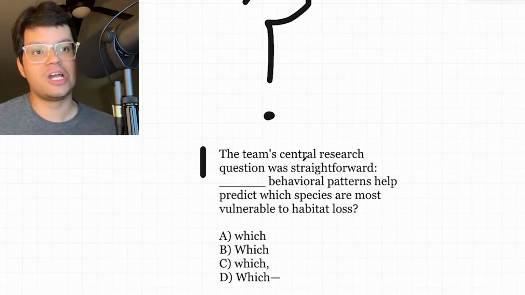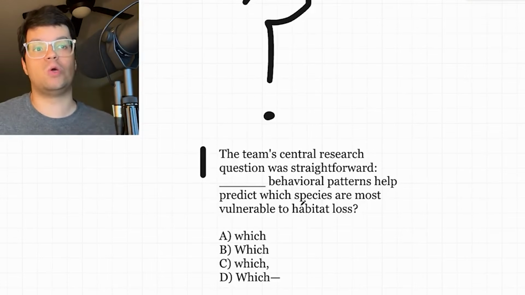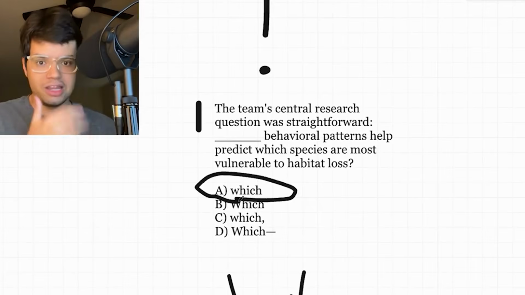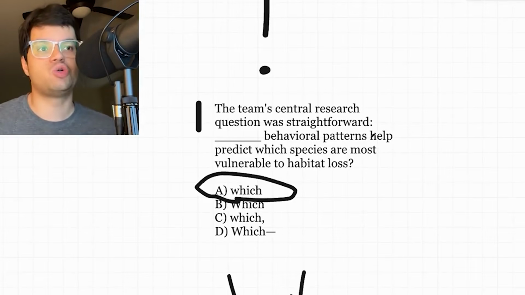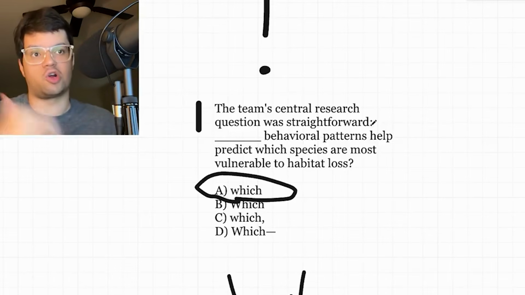So we have this one here. The team's central research question was straightforward: Which behavioral patterns help predict which species are most vulnerable to habitat loss? Which would be one of these words. The only time the question word doesn't literally have to be the first word is if you have a situation like this with a colon, where that basically splits off the sentence so you can start from scratch.